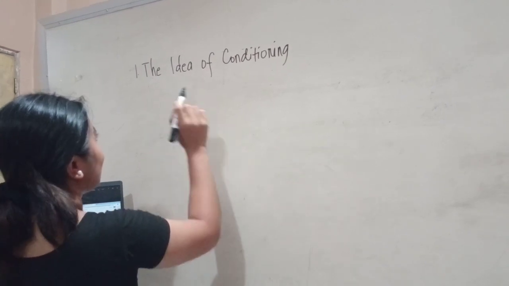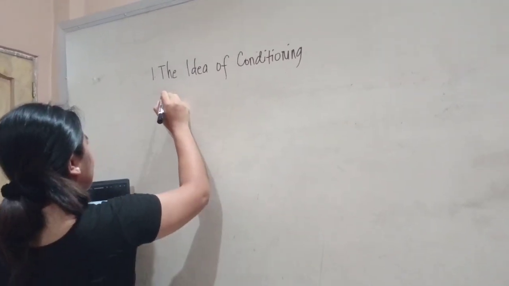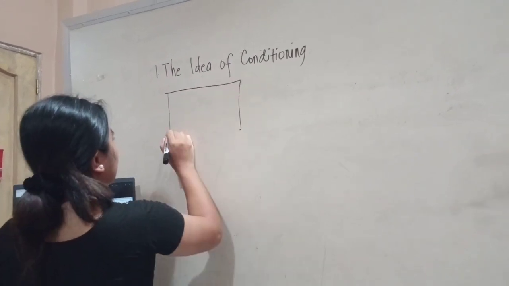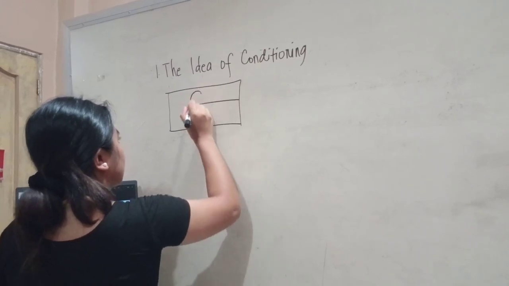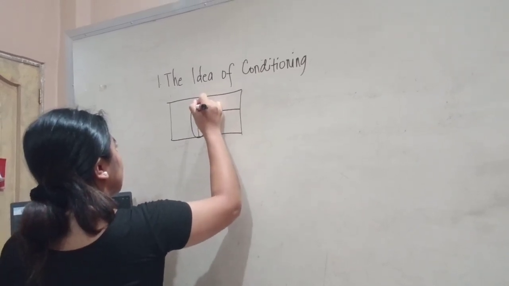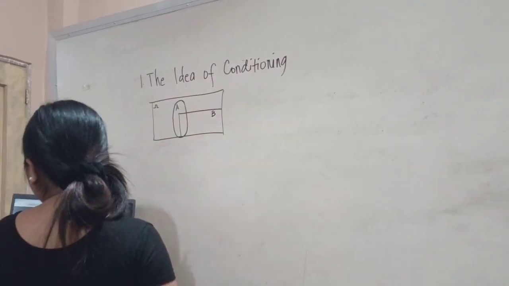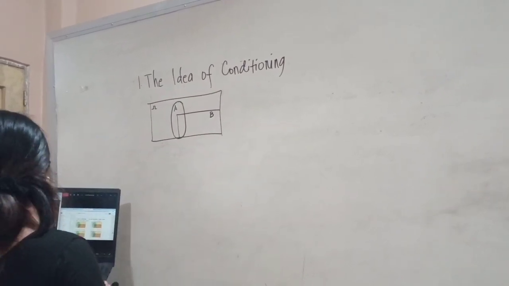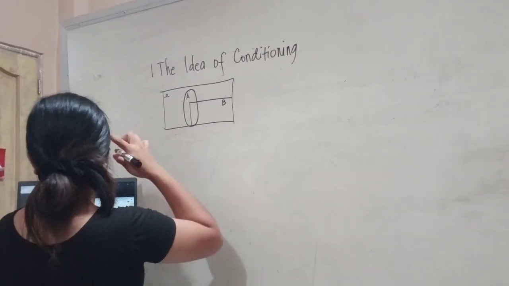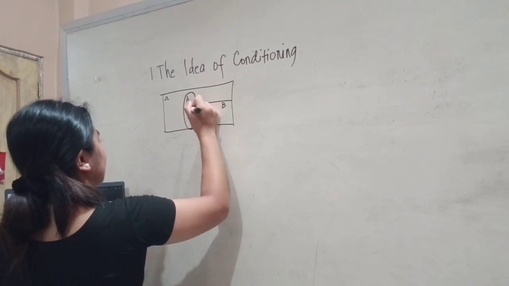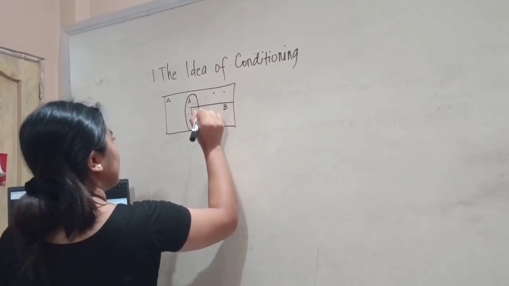So number one, the idea of conditioning. Let's assume 12 equally likely outcomes. This is the event A and the event B. The number of outcomes in A is equal to 5: 3 only in A plus 2 in A and B.